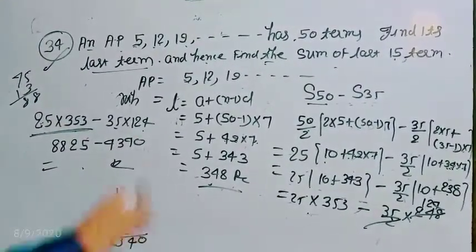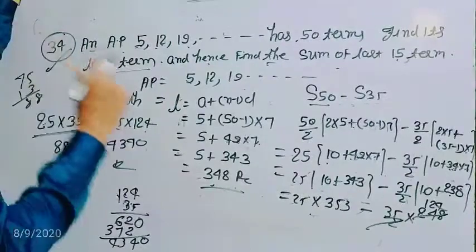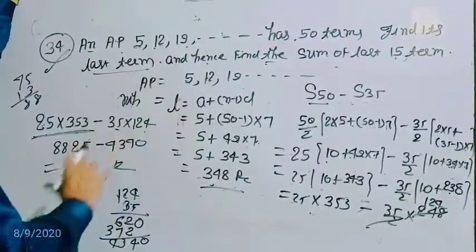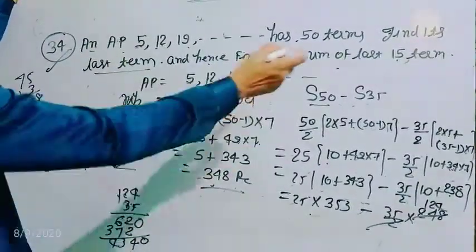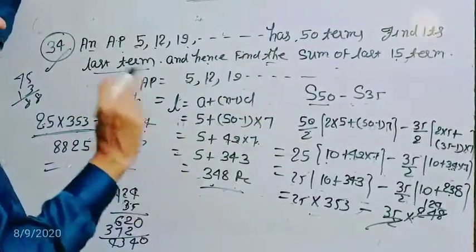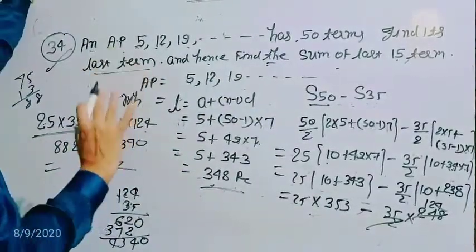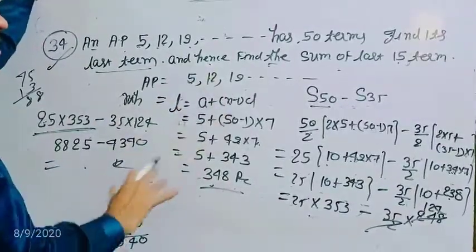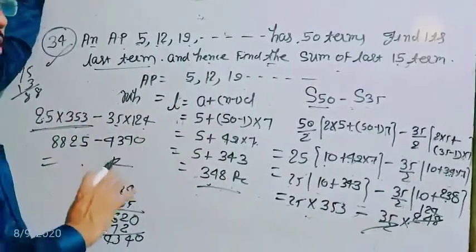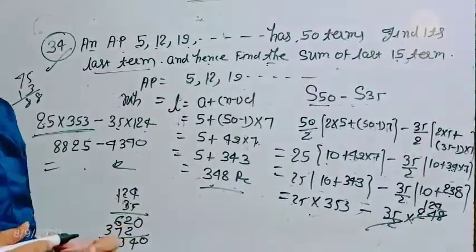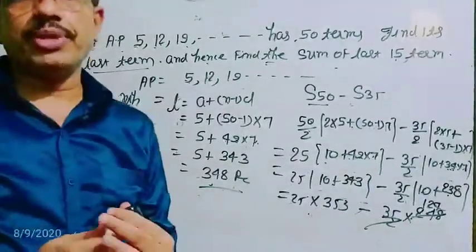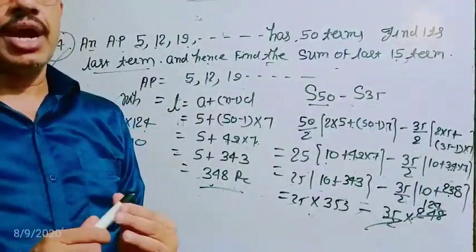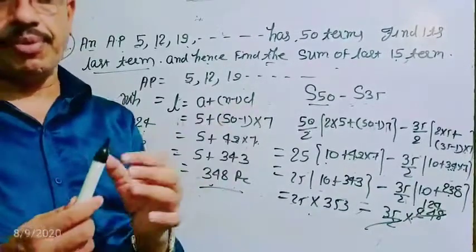So dear students, if your question is to find the sum of the last 15 terms or last 10 terms, suppose the question is the last 10 terms, then you just subtract S50 minus S40. Then do the calculation and find your solution. So thank you dear students. Remaining questions you solve with the help of your examples and exercise problems.